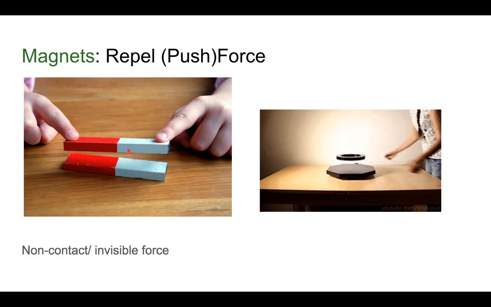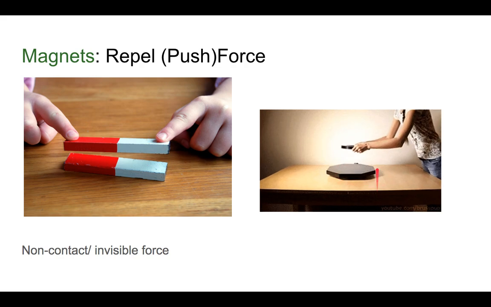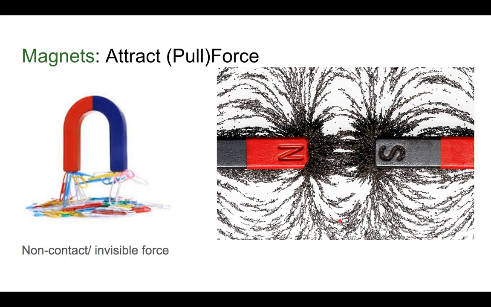It's a non-contact force. It's the same with this image here. This looks like it's floating, and it is because of the magnetic force. It's a south pole with a south pole. They're repelling. Mostly though, when we see magnets or we think about magnets, we think of the attraction or the pull force. So in this image here, the magnet is pulling or attracting the metal paper clips. And in this image here, the magnets are pulling or attracting the iron filings.